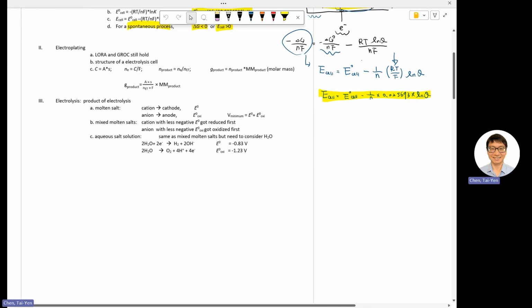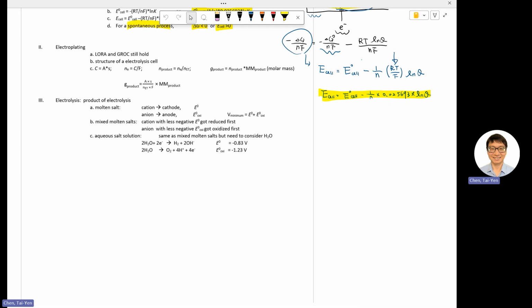Okay, so welcome back. Today we are going to finish chapter 17. There's actually two main topics that we want to discuss for today's lecture. One thing is called electroplating, the other one is called electrolysis. These two are sort of like the inverse process of your galvanic cell. If you haven't done so, please go to the YouTube video and go through those lecture videos so you will know the details about these two processes.